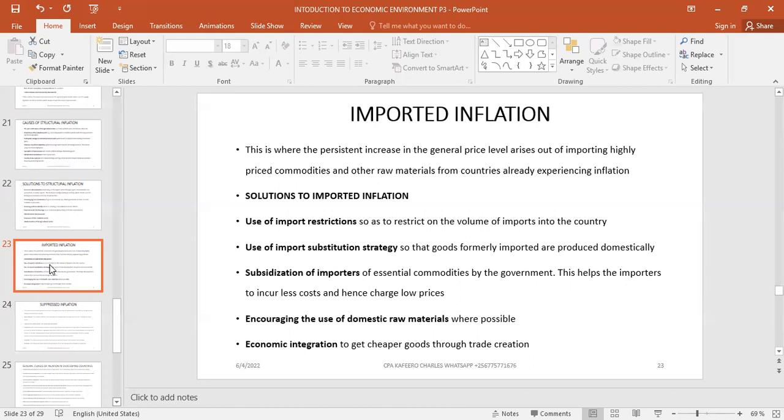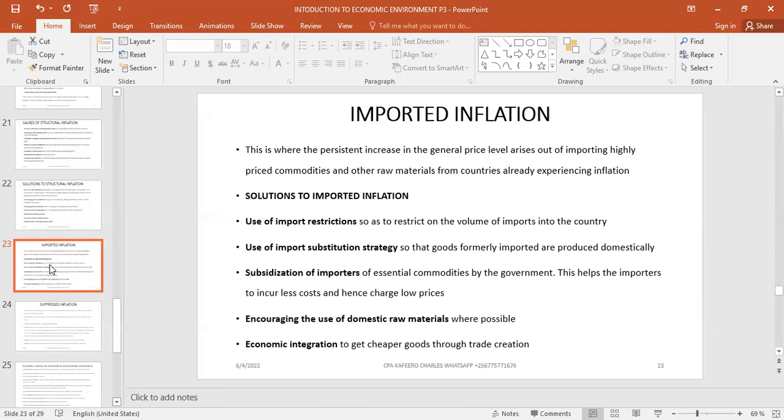And these substitutes will be substituting the goods that we were formerly importing. Let's say we set up our own companies that can produce what we've been importing, then we can reduce imported inflation by using import substitution strategies, so that whatever we've been importing, we produce locally.